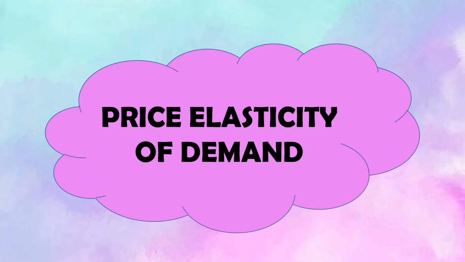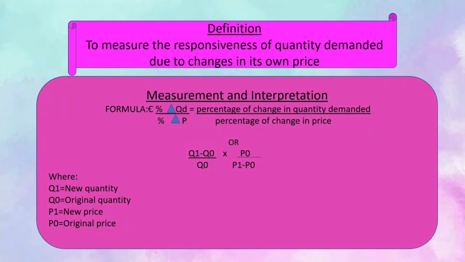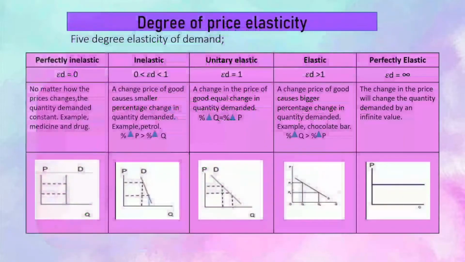Price elasticity of demand. Definition: to measure the responsiveness of quantity demanded due to a change in its own price. The formula to calculate price elasticity is the percentage change in quantity demanded divided by the percentage change in price, or (Q1 minus Q0) divided by Q0, times P0 divided by (P1 minus P0), where Q1 is the new quantity, Q0 the original quantity, P1 the new price, and P0 the original price. Degree of price elasticity.